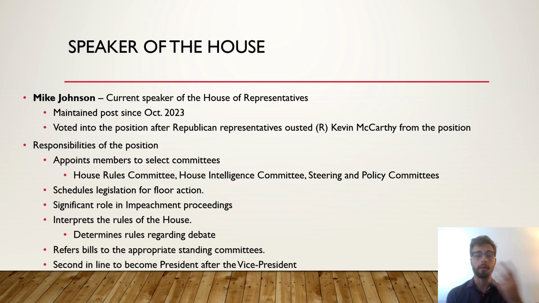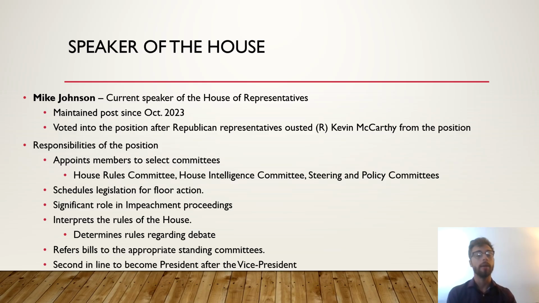We would also see the Speaker of the House maintain this office if we had an impeachment that identified guilty charges of both the president and vice president. But as we remember, no president has ever been removed from office due to impeachment proceedings. So, what are the additional responsibilities of the Speaker of the House?